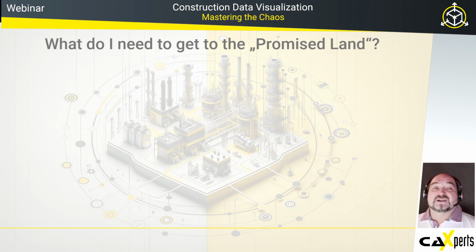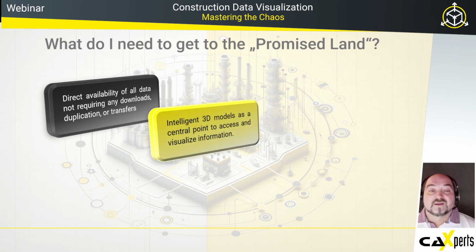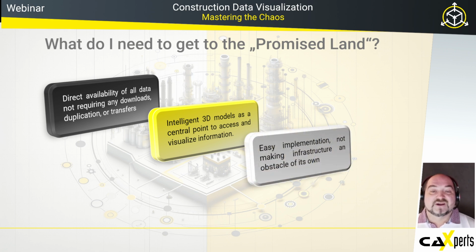So what do I actually need to get to the promised land? First of all, direct availability of all data, not requiring any downloads, duplication, transfers whatsoever. Then an intelligent 3D model proves to be the best approach to a central point to access and visualize information. And eventually, easy implementation, not making infrastructure an obstacle of its own.